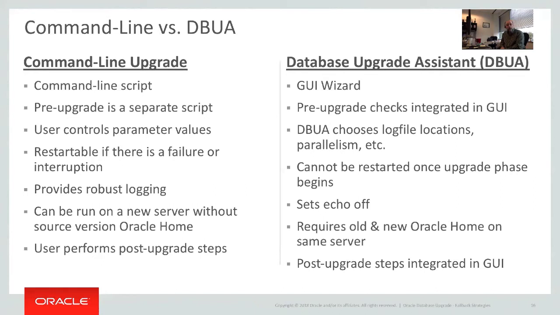But there is one other thing that DBUA can do that command line upgrade doesn't do, and that's to run in silent mode. DBUA does have a silent mode where you can either provide all of the parameters on the command line or in a response file, and that allows you to run the upgrade and post-upgrade, all of that with one command. It still has all the limitations that you have about DBUA, such as not being restartable and requiring both Oracle homes.